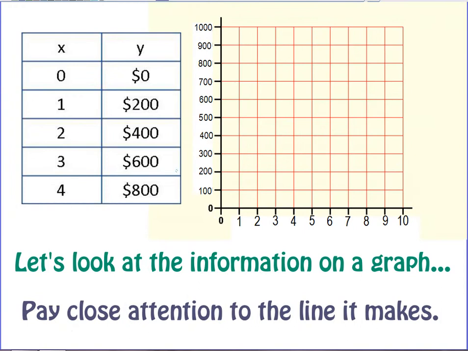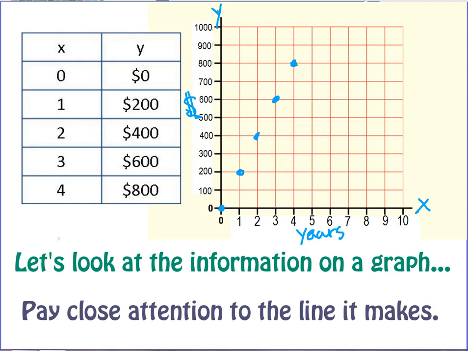Then we're going to take that information and put it on a graph. Now my X values here are going by ones, where my Y values are going by hundreds. That's okay as long as you label the different axes. So this is years, this is dollars. I'm going to take these X and Y values and make them points. So my first point is going to be 0, 0. My second point is going to be 1, 200. 2, 400, 3, 600, and 4, 800.